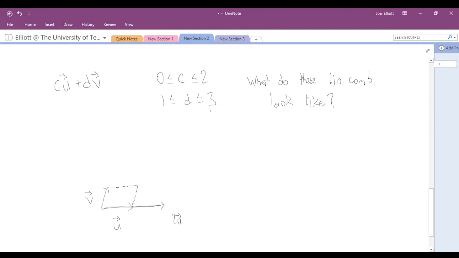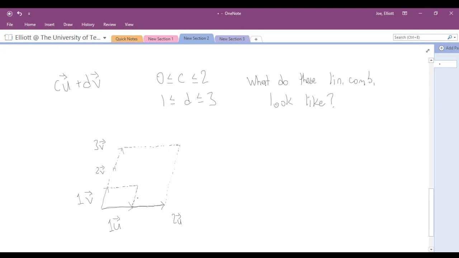And then d, if we allow d to go up to 3, then we know 3v would be 3 times the length of v. So it will stretch all the way to about up to here. Okay, if you imagine that is 3 times the length of v. So now I'm going to form another parallelogram with 2u and 3v. All right, so let's see here. That's 1u, that's 1v, and then this was 2v.